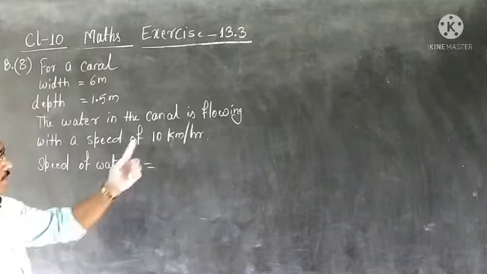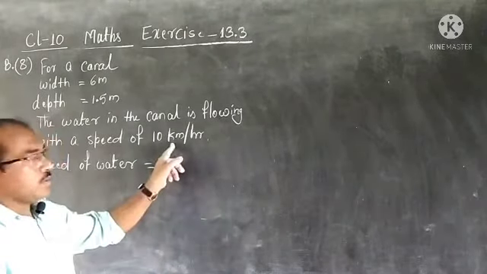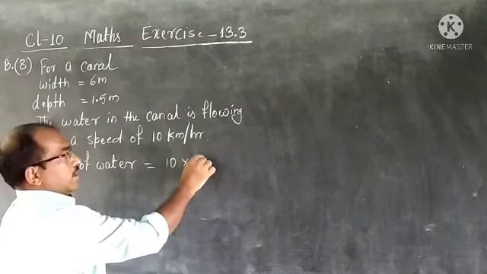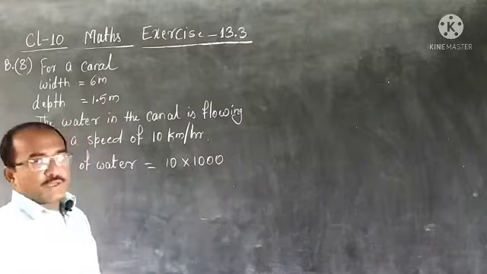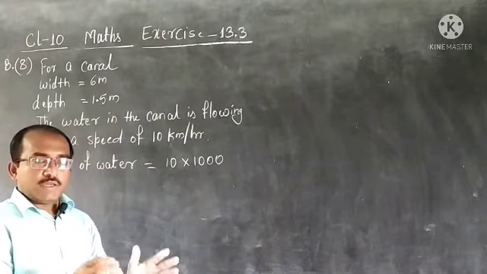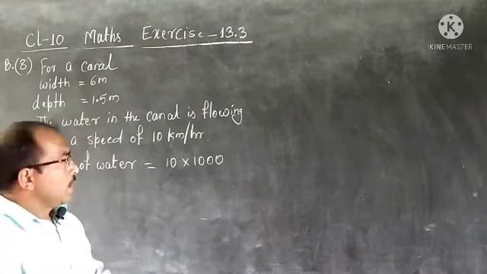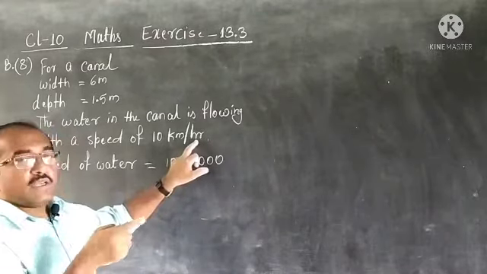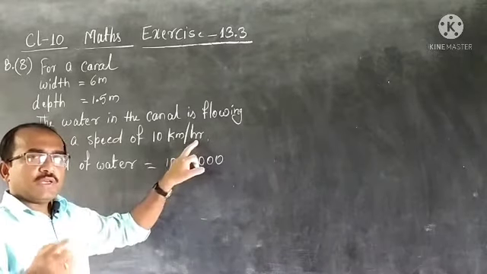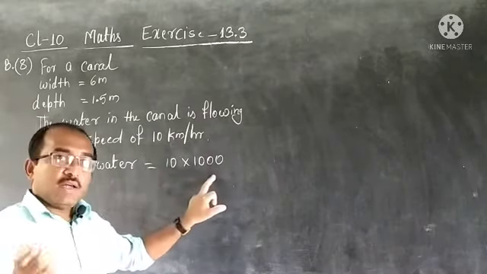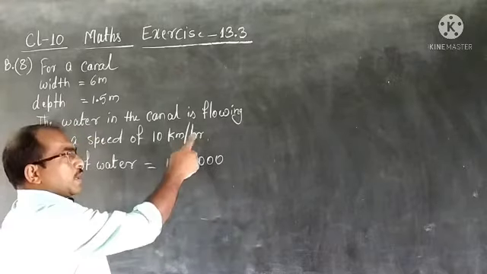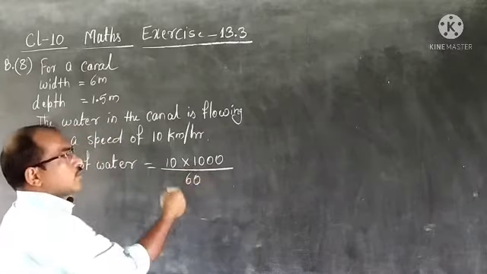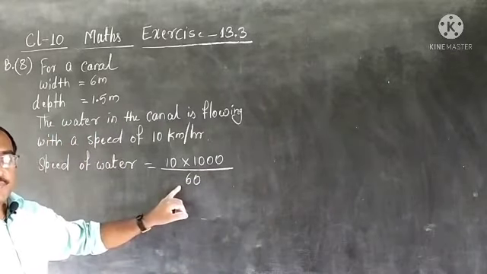How to convert it? Kilometer to be converted into meter, that is 10 km, and there are 1000 meter in 1 kilometer. So, 10 into 1000, surely 10 km equal to 10,000 meter. This is in how many minutes? It is given here in 1 hour, but I am asking you here this 10,000 meter in how many minutes? So, surely you will say per hour, that means in 60 minutes. So, the water is flowing 10,000 meter in 60 minutes.